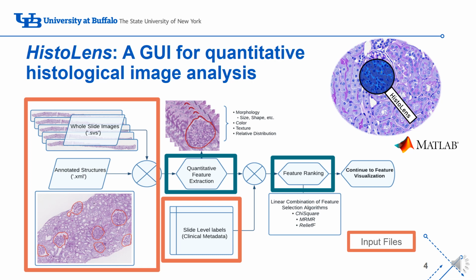HistoLens then goes through and calculates a large set of quantitative image features describing the morphology, color, texture, and relative distribution of each annotated object, followed by a feature ranking method using chi-square, maximum relevance minimum redundancy, or ReliefF.